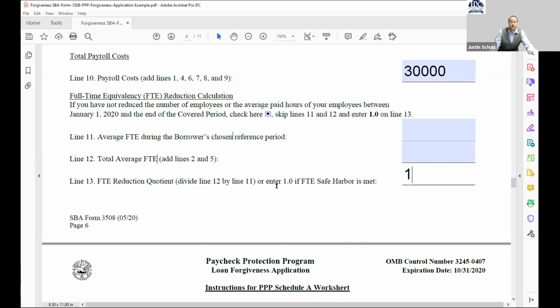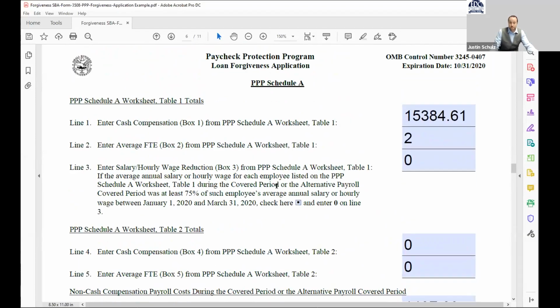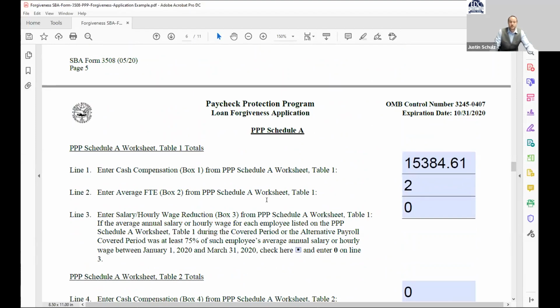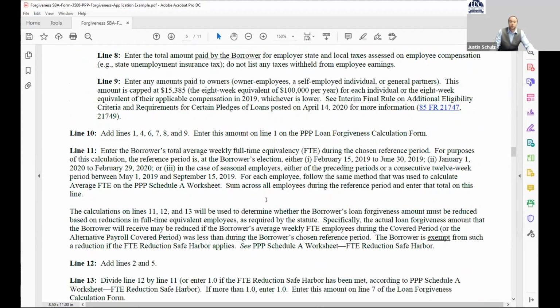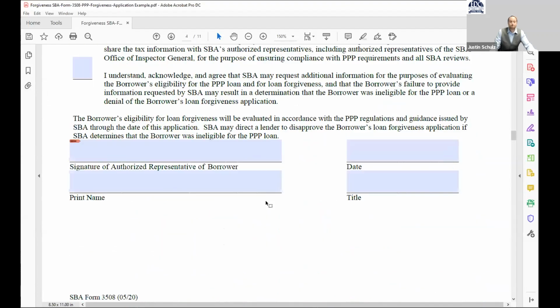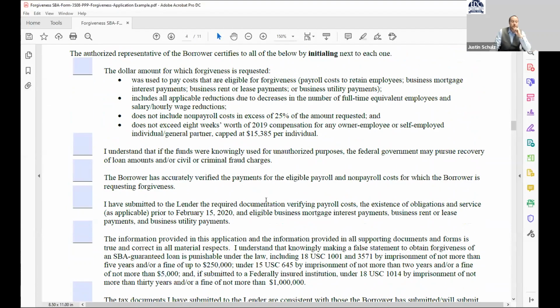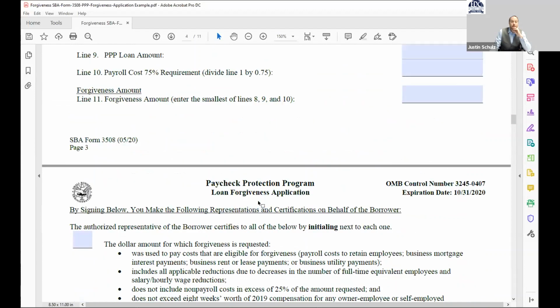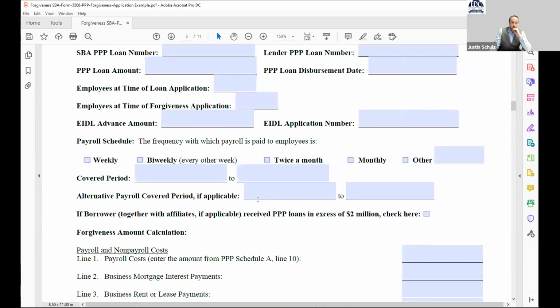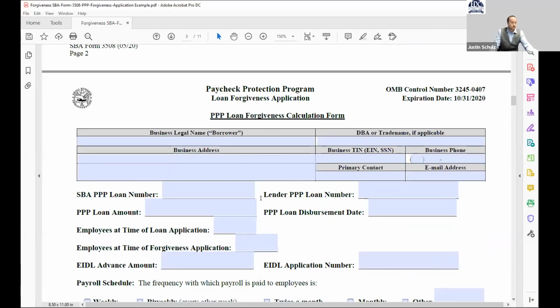And so now we have the Schedule A filled out. You're going to work backwards a little bit more, and we're going up to the actual forgiveness page. I will go over the authorizations here last, but we're going to pass that up. Okay, so now this is where the actual application happens. You've got your legal business name, address. I'm not going to go over DBAs and tax ID numbers. You'll have your PPP loan number from the SBA and from the lender.